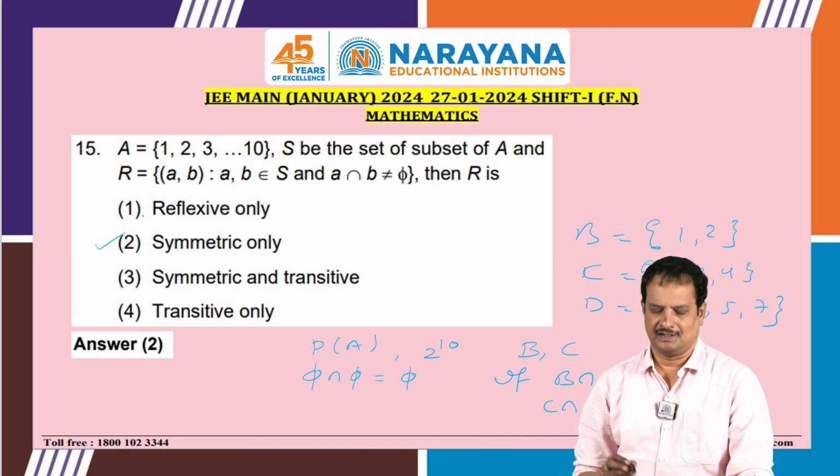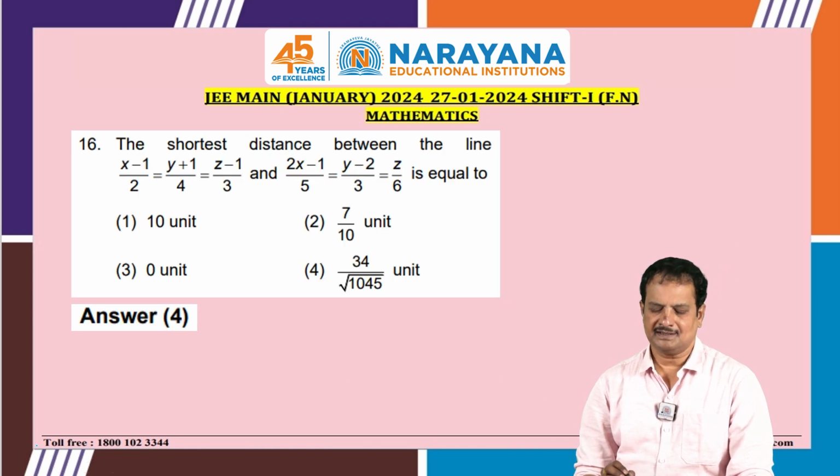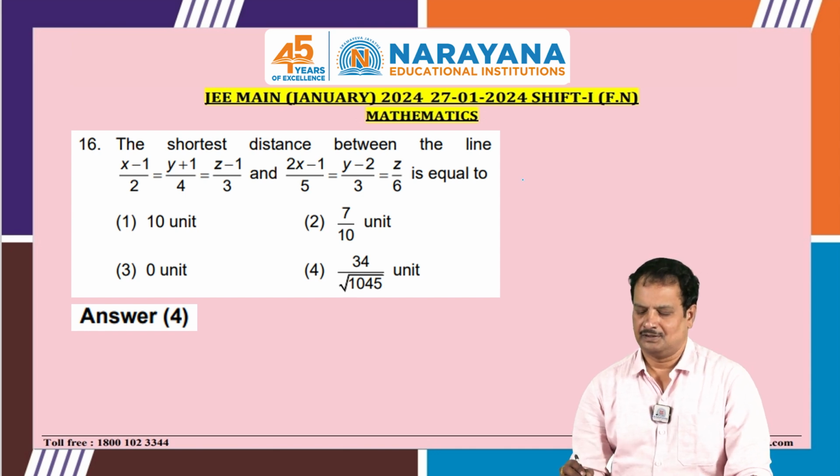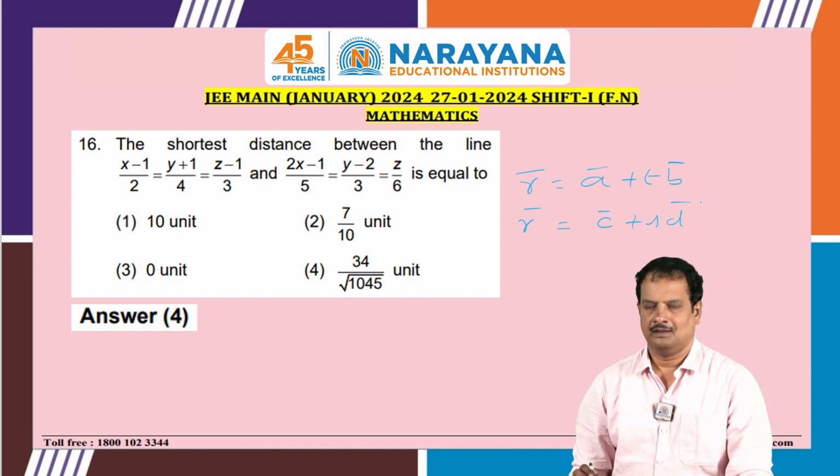Okay, now let's go for the next one. In this case, the shortest distance between the two lines, and this is one of the standard models. You can straight away use the formula from vector algebra. When two lines are skew lines, what is the shortest distance between them? For example, the first line is r bar equal to a bar plus t into b bar. Next one, r bar equal to c bar plus s into d bar. Then what is the shortest distance between the two lines?